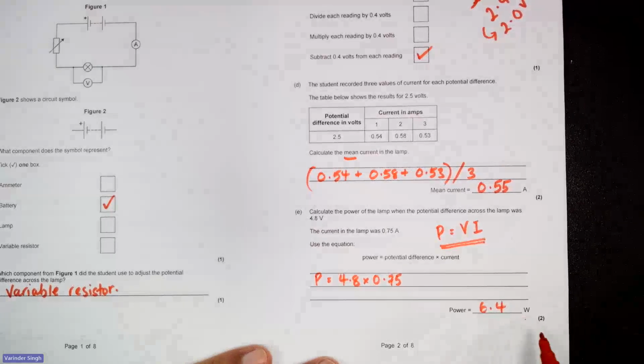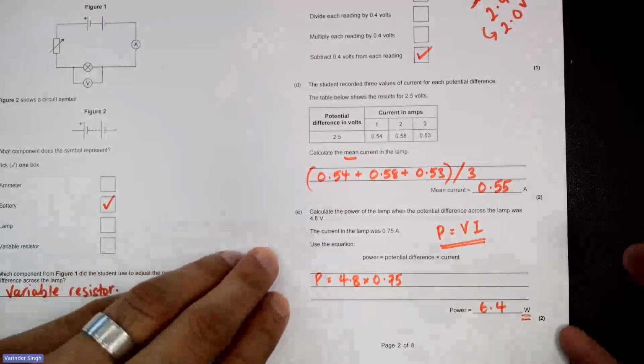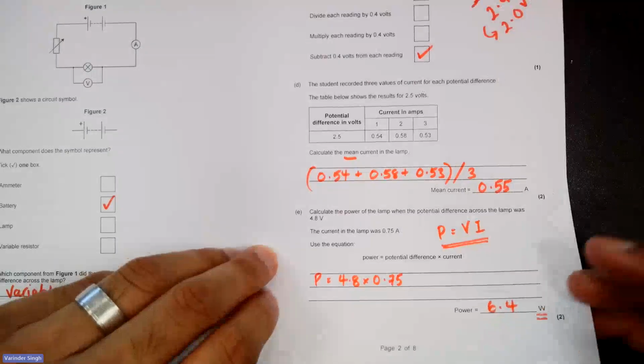Unit's already there for us. The unit of power is the watt. Again, need to know that as well. But in this case, that's printed for us there. So hopefully a nice, easy 2 marks. Turning over.